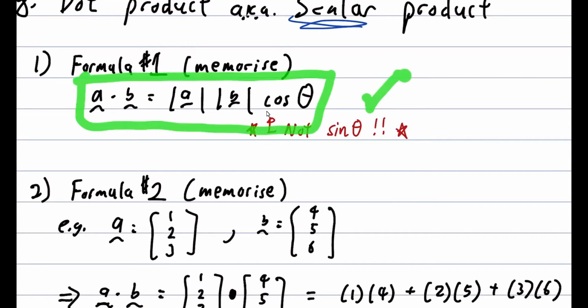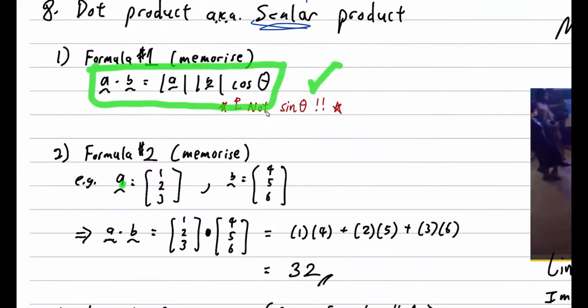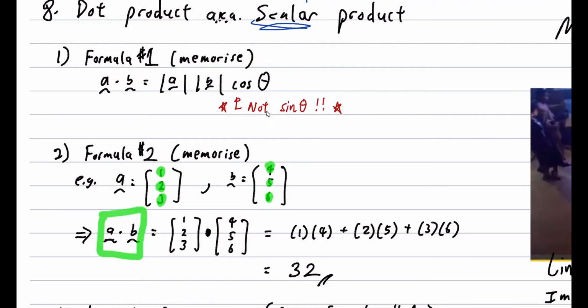Okay, next, formula number 2 to memorize. You have to know how to do the calculation. Let's say you have the numbers 1, 2, 3, and 4, 5, 6 as vectors A and B. What is A dot B? You just pair them up and multiply. 1 times 4, 2 times 5, 3 times 6, then just put plus in between. You can verify on your own. Do you need an example? Or can I move on? Can move on.